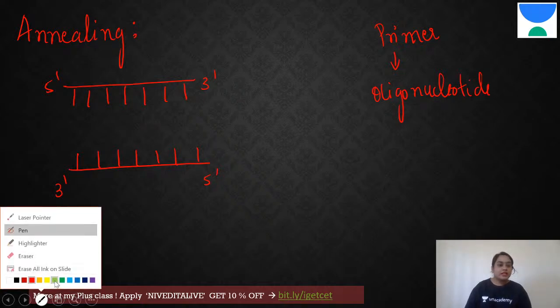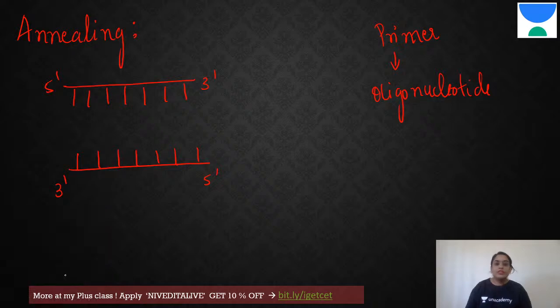Let me change the color and tell you. So this would be your oligonucleotide. One oligonucleotide, another oligonucleotide. These we call primers. We call them forward primer and reverse primer, depending on where they attach.